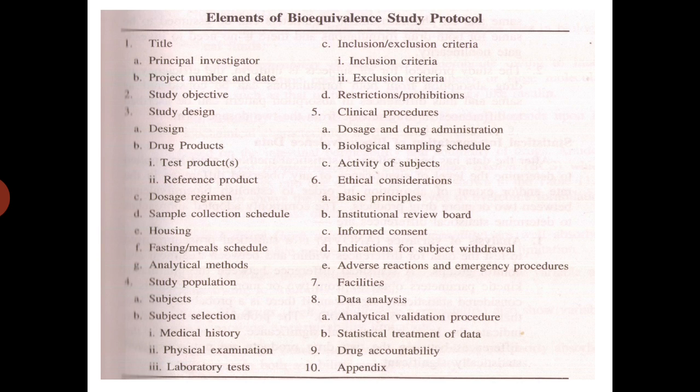Then adverse reactions and emergency precautions, what must be given, what are the minimum facilities required to conduct the studies, data analysis, how to perform it, meaning the plasma concentration data you got, and what methods are used for data analysis, analytical validation procedures, how to validate the analytical procedures, then statistical fixing of the data. After getting the data, how to compare, which statistical method is used to compare the data, and accountability of the drug molecule you are giving, how to preserve it, and what accounting section must be given, and in the appendix any other relevant data can be included. So these are the details that must be added in a bioequivalence study protocol.